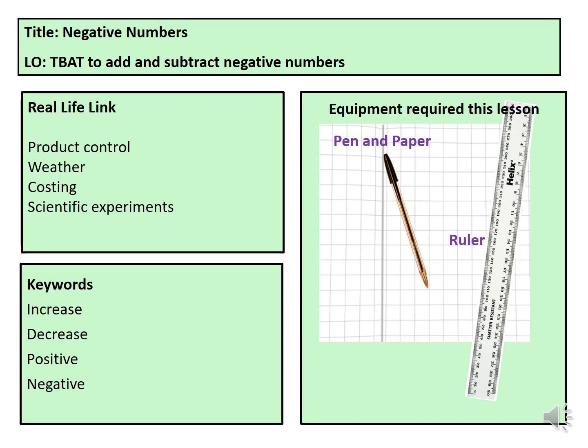Hello students, today's lesson will be working on negative numbers and our learning objective is to be able to add and subtract negative numbers. The equipment required for this lesson is pen, paper, ruler, and our real life links and keywords are across the left.